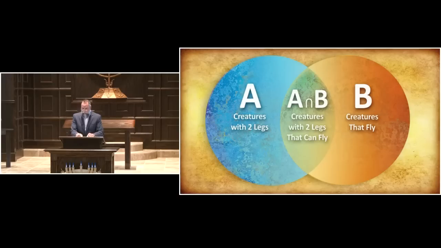So here we have living creatures that have two legs and can fly in both sets. Do you see that? The overlap, where the circles overlap or intersect, you see that upside down U? That's called the union in math. In other words, where the circles intersect would only contain those members of both set A, two-legged creatures, and set B, flying creatures.